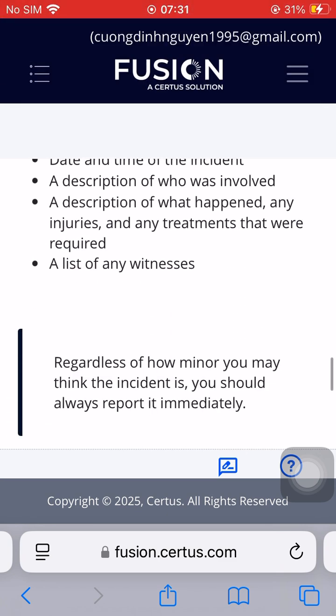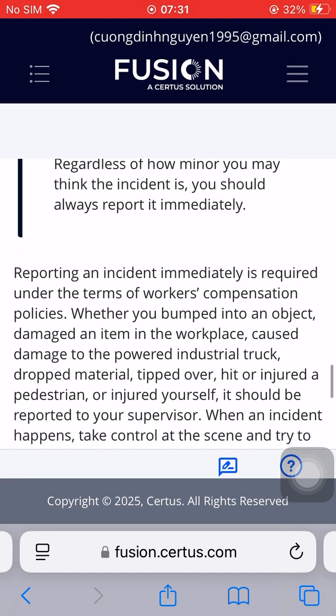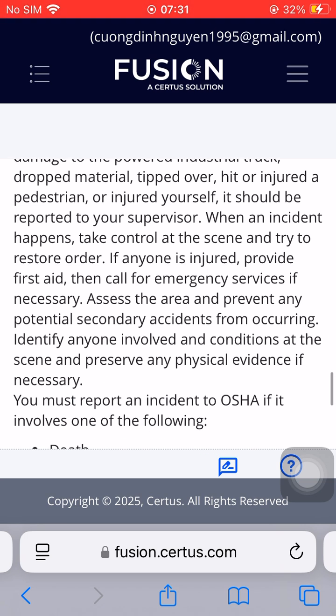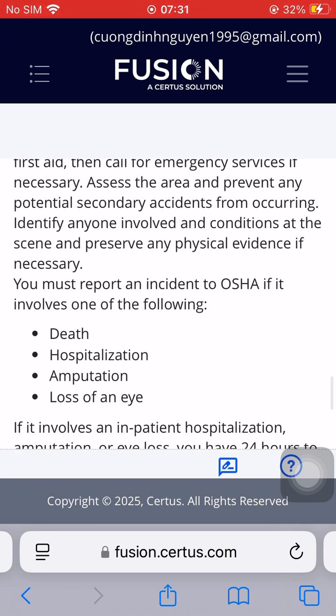Whether you bumped into an object, damaged an item in the workplace, caused damage to the powered industrial truck, dropped material, tipped over, hit or injured a pedestrian, or injured yourself, it should be reported to your supervisor. When an incident happens, take control at the scene and try to restore order. If anyone is injured, provide first aid, then call for emergency services if necessary. Assess the area and prevent any potential secondary accidents from occurring. Identify anyone involved and conditions at the scene and preserve any physical evidence if necessary.